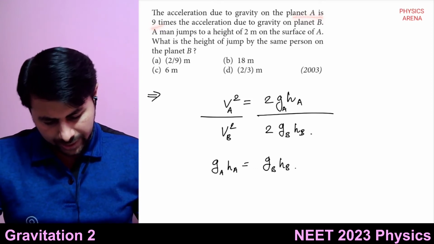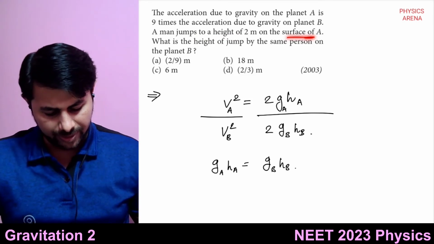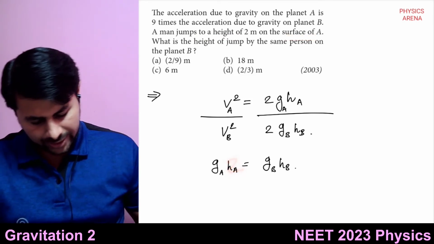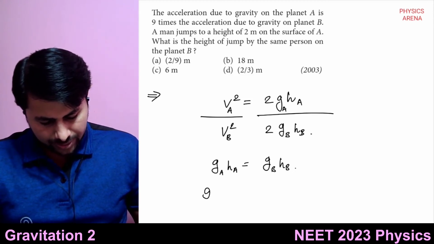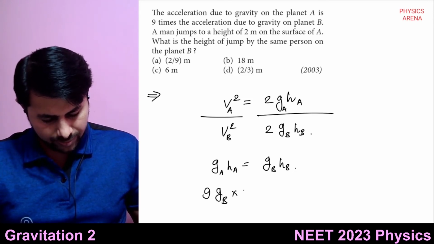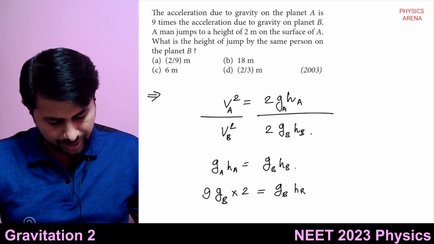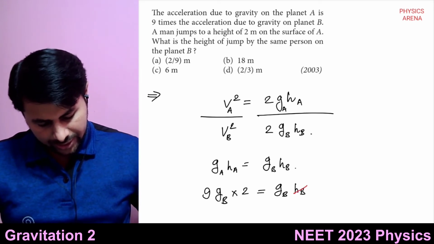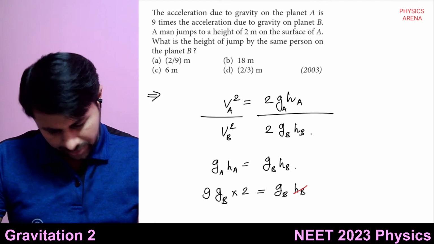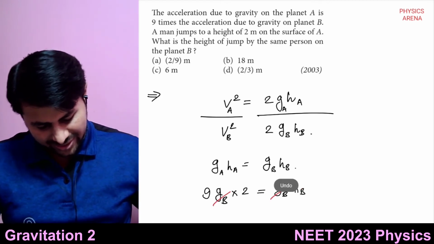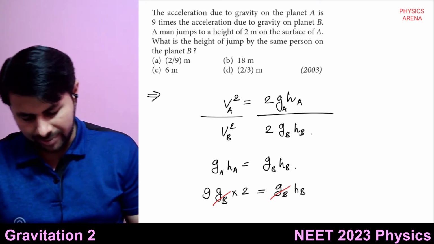On planet A, it is 9 times. The man jumps to a height of 2 meters on the surface of A. So h A is 2. And g A is 9 times g B, multiplied by 2. It is g B times h B. So g B and g B get cancelled. So h B is equal to what? 9 times 2, that's 18 meters.